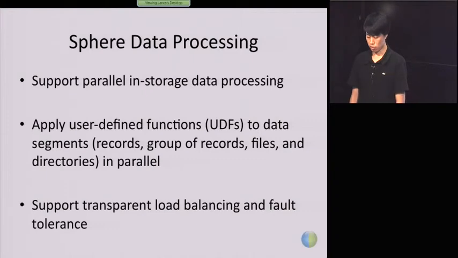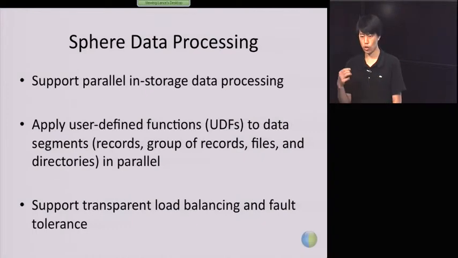So Bob already talked about that. Sphere processes data stored in Sector by running a user-defined function on all the data segments in parallel. The data segment can be a record, a group of records, a file, or even a directory. No matter what you want to run, for example, if you have 1 billion images and you want to do image processing on them, you can just pass your image processing function or binary as a UDF to Sphere. Sphere will run this in parallel and get you back the result.